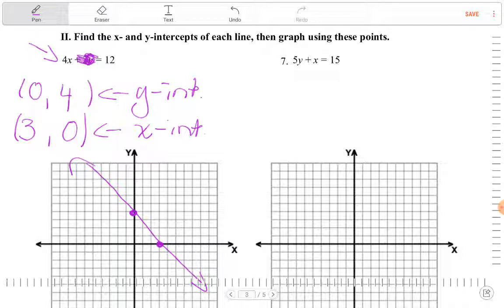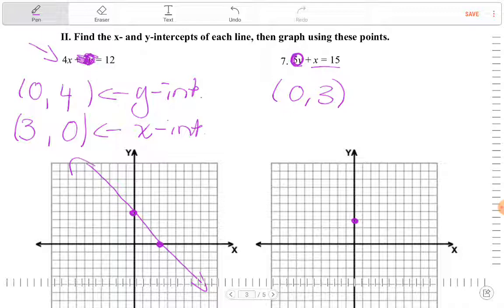Okay, let's do another example together. Let's make x be 0 again. So if this whole piece becomes 0, then I only have 5y equals 15. So if x becomes 0, I'm going to divide by 5. My y becomes 3. This is your y-intercept. 1, 2, 3, right here. If I then make my y 0, this whole piece becomes 0 because 5 times 0 is still 0, leaves me with x equals 15.